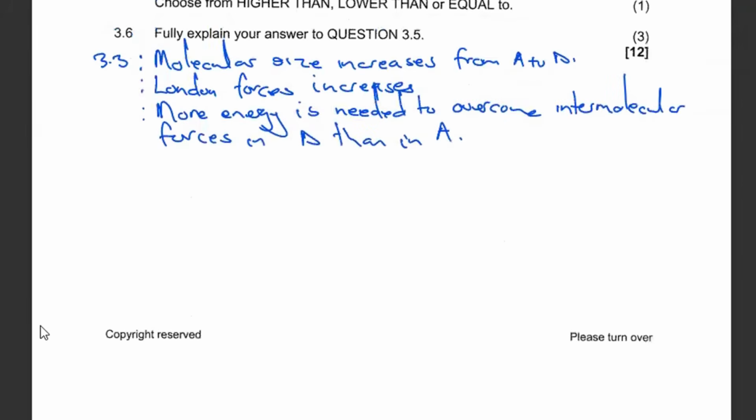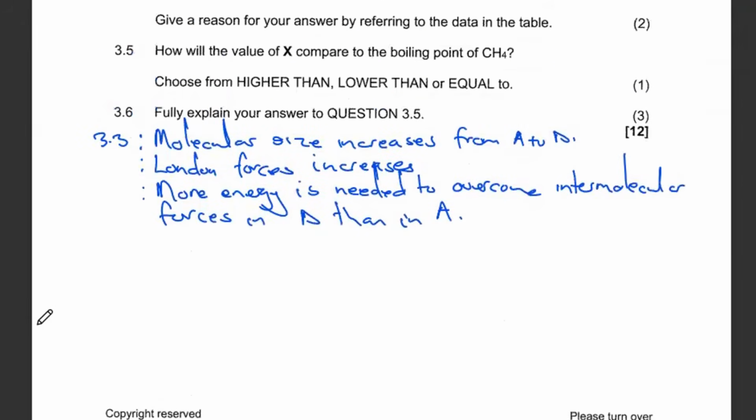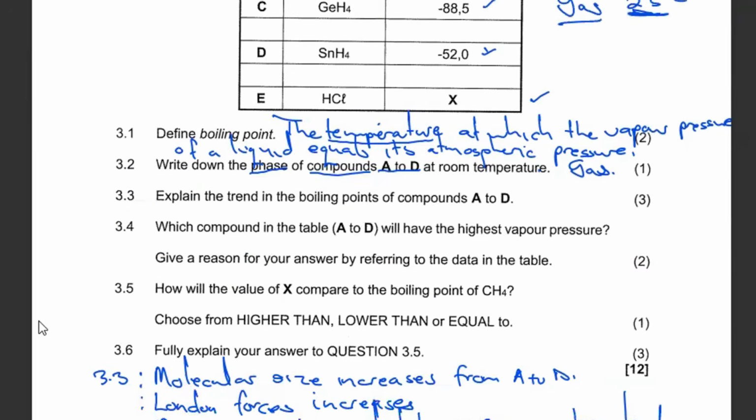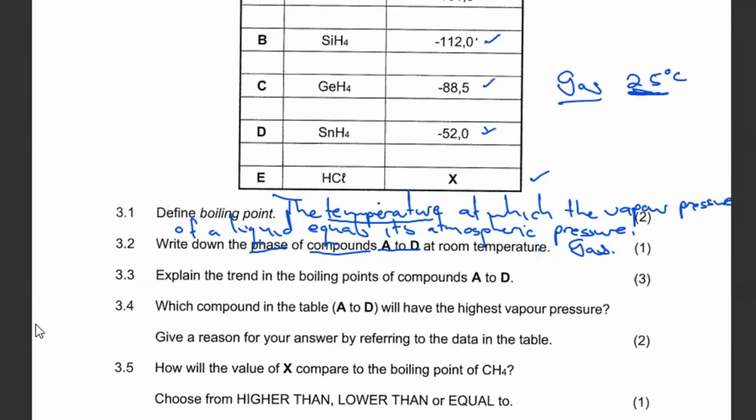Question 3.4 reads: which compound in the table, A to D, will have the highest vapor pressure? The one that has the lowest boiling point is the one that is going to have the highest vapor pressure. So the higher the boiling point, the lower the vapor pressure. They are inversely proportional.